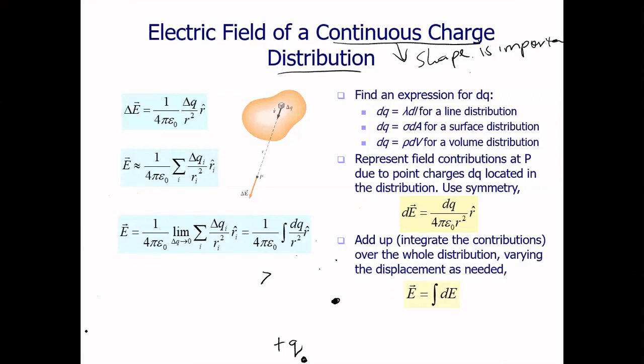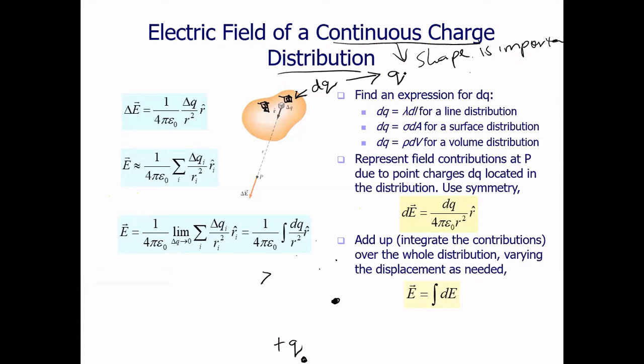Consider that this is a charge distribution. You can think of it as made up of a lot of small volumes that make up this distribution. Each of these volumes has a charge of dq. So if you add all these dq's, you will have the total charge q.